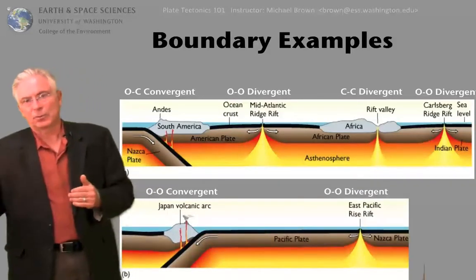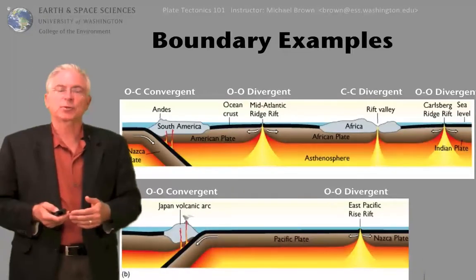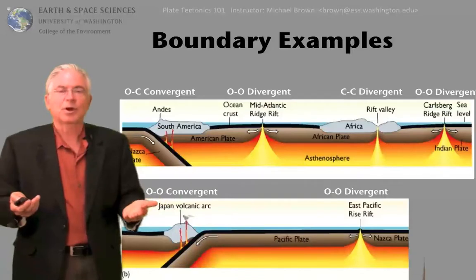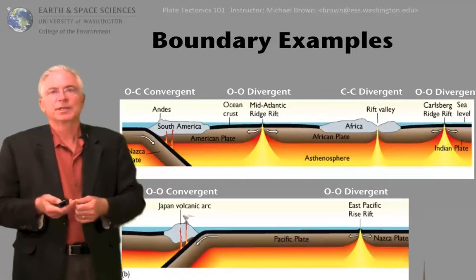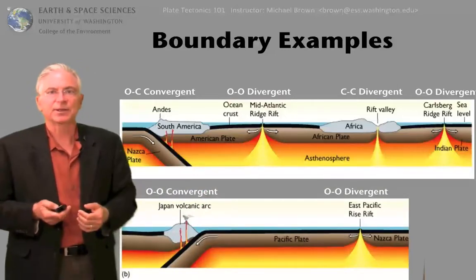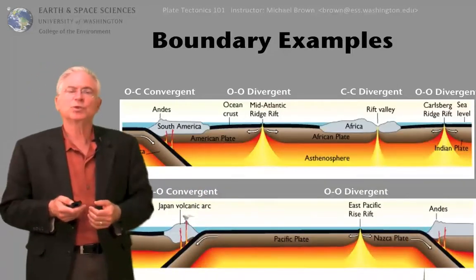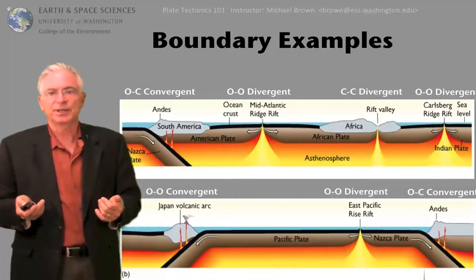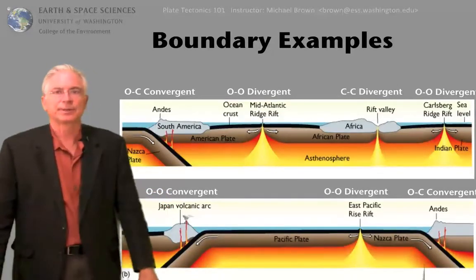Now you have to go a long way across the Pacific to the East Pacific Rise, where you have the ocean-ocean divergence, and again the process of mid-ocean spreading with the Pacific Plate on one side and the Nazca Plate on the other side. Which leads us again to where we started in the Andes with the ocean-continent convergence zone.